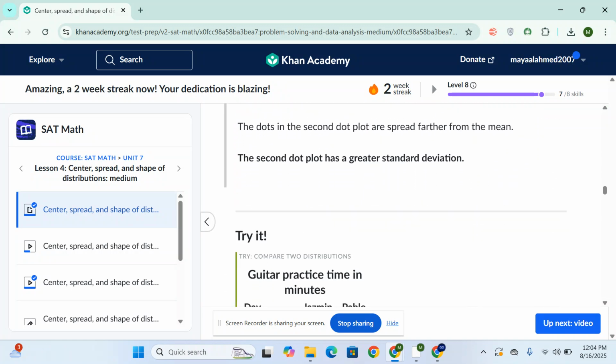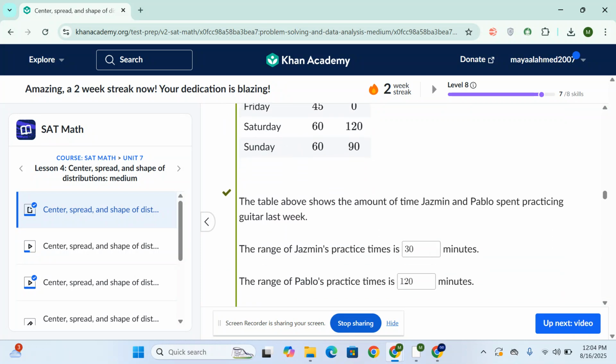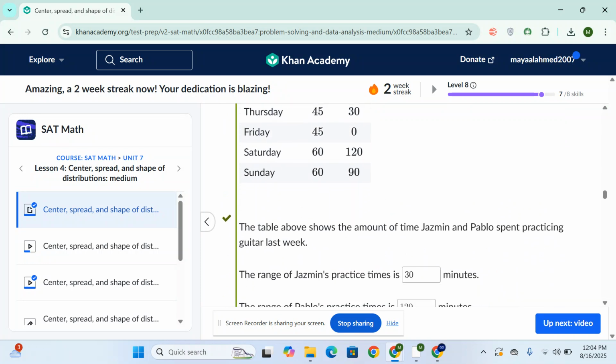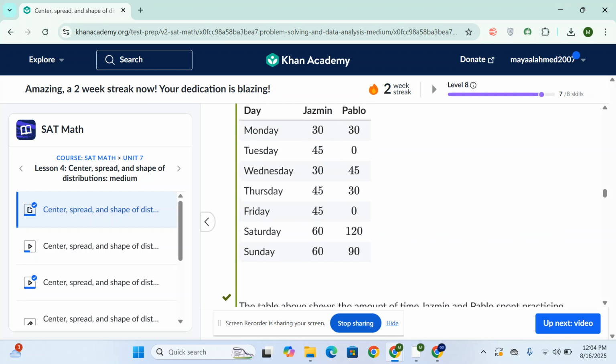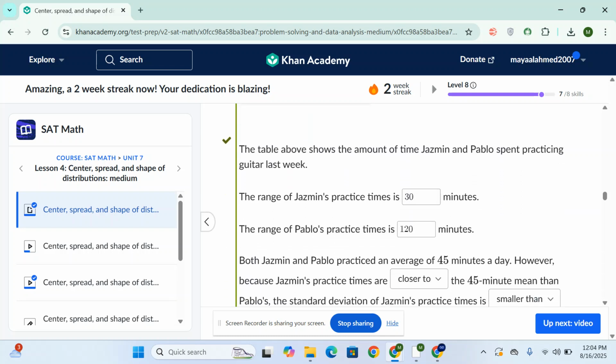So, with that being said, we're just going to do a quick practice question. It gives us the guitar practice time in minutes for Jasmine and Pablo. They've asked you to find the range of Jasmine's practice time. So it's going to be 60 minus 30, the biggest minus the smallest value. Similarly, they have asked the same for Pablo. So, 120 is the largest and 0 is the smallest. So, 120 minus 0 would become 120 again.